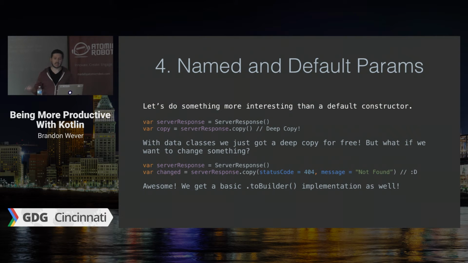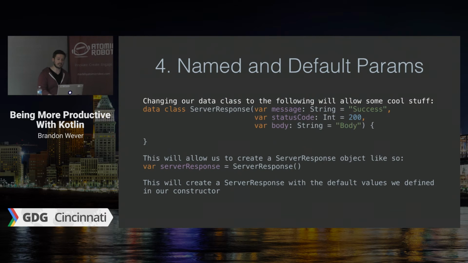That's where named parameters come in. So if you see down here, down at the bottom, I'm kind of going out of order here. We can name our parameters that we're going to pass in to the constructor there. So we want to set status code equal to 404 and our message to not found. And then our body will just be set to equal to body.